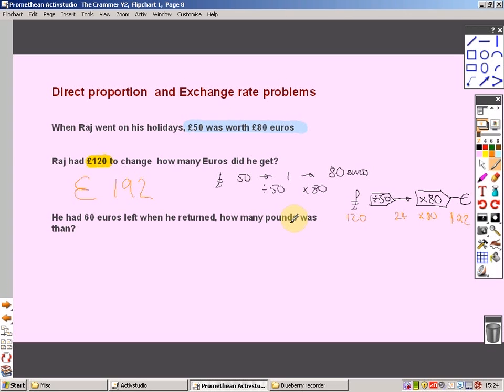The second bit of the question is he had 60 euros left when he returned. How many pounds was that? So I'm going to use this but working backwards. So I'm starting off here with 60 euros. I've now got to do the opposite. I've got to divide by 80. And 60 euros divided by 8 will give me £7.50. I've now got to times that by the 50, working backwards again, and that times 50 will give me £37.50.